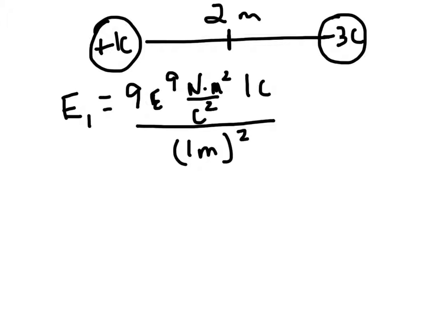Okay, now let's take a minute and put some numbers in it. We know that E is equal to kq over r squared. So k is 9 times 10 to the 9th newton meters squared divided by coulomb squared, times 1 coulomb divided by 1 meter squared. So if I get that, then I get an answer of 9 times 10 to the 9th newtons per coulomb. And again, that's going to the right.